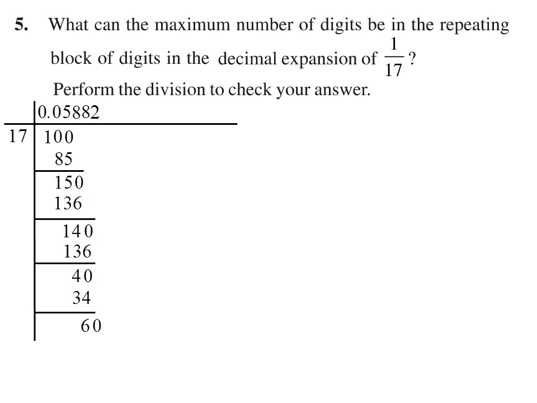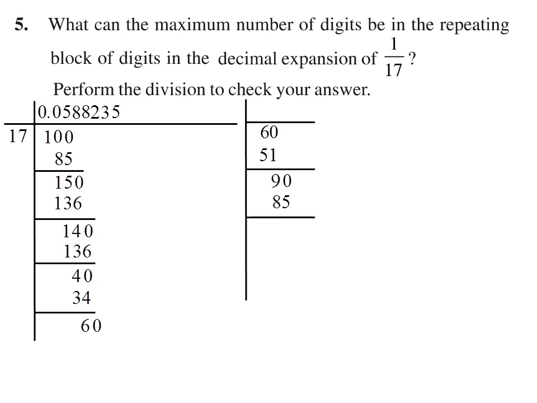Again carrying forward 0, it becomes 60. Now my decimal expansion is still going on, so I am doing the division method side by side. Next we multiply 17 by 3, so it becomes 51. Now my remainder will be 9. Again taking 0 as a carry forward, I will get 90. Now the number will be 5, and 17 times 5 is 85.